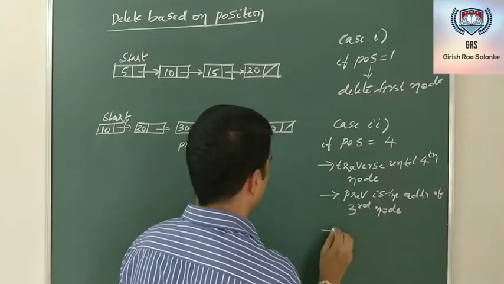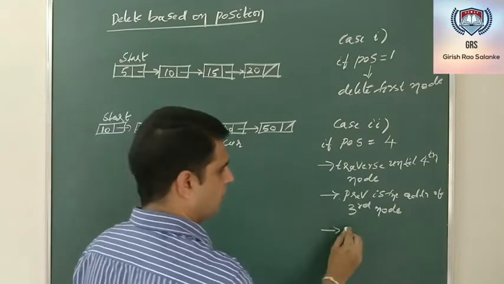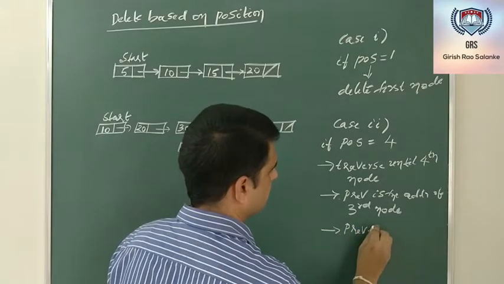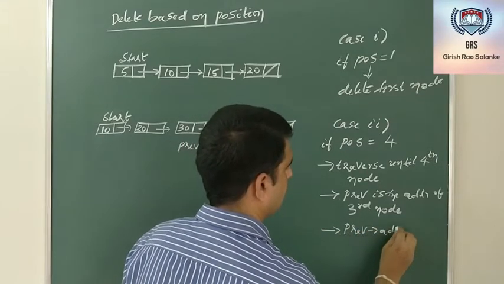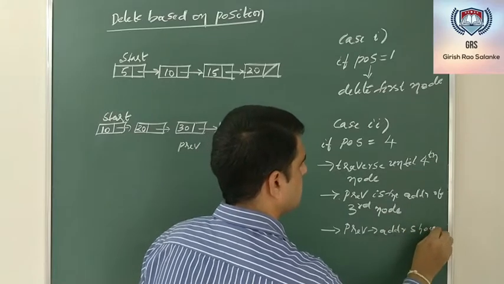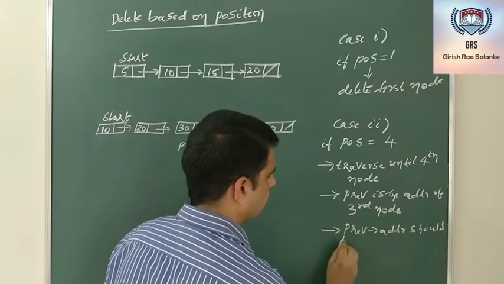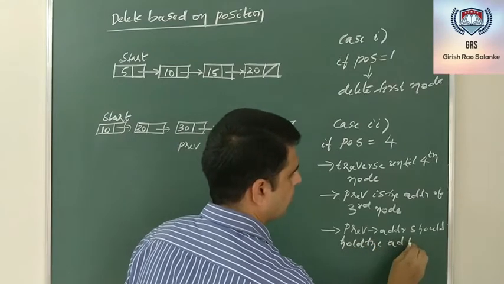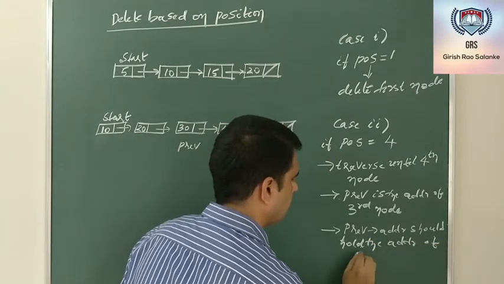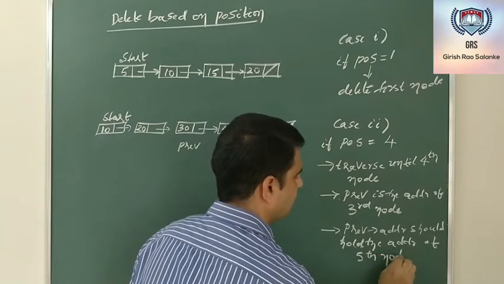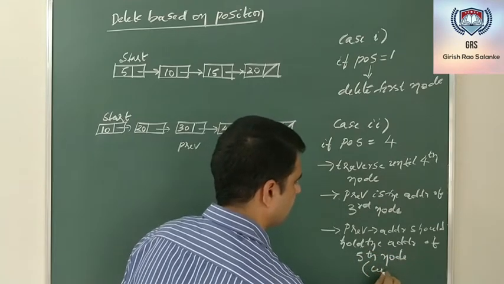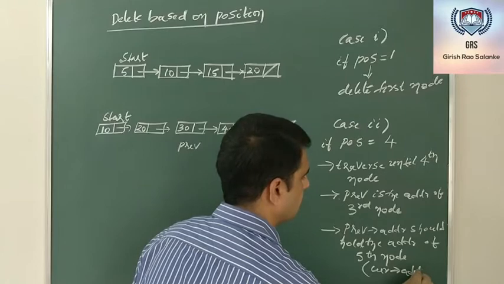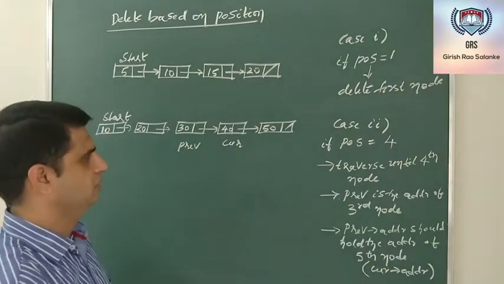What are we supposed to do? We are supposed to delete current. So previous of address should hold the address of the 5th node. Now which is my 5th node? The 5th node is nothing but current of address. So this is what I am supposed to do.